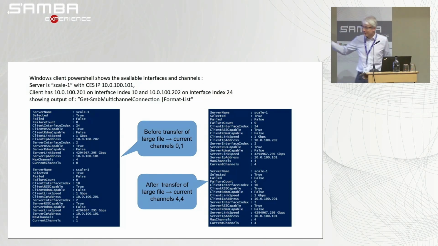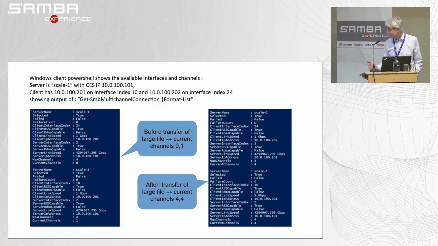This is the output of the Get-SmbMultichannel command on the Windows machine, right? And you can see that the Windows machine has client IP addresses 10.0.100.202 and 10.0.100.201, while the server address is only 101. Still, you would think, why would it do that? But it is okay for the client if the server announces that multi-channel capability exists and the interface is capable of that. And then everything else will be managed by the client.